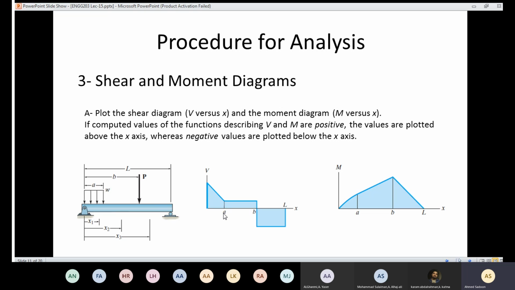Finally, if we manage to get the equations for the shear and for the bending, we will be able to draw the shear force diagram and the bending moment diagram. The shear force diagram is going to be a diagram of V versus X. In it, X represents the distance, and V represents the value of the shear. And for the bending moment diagram, X represents the distance as well, and Y represents the moment. If the values are above the X-axis, the value is positive. If the value is below the X-axis, it is negative.